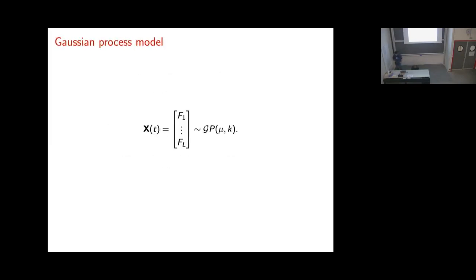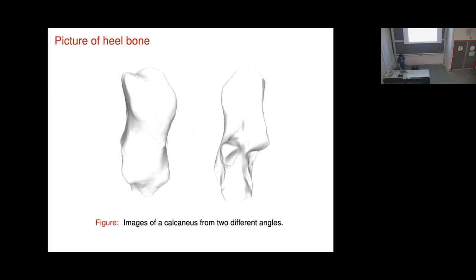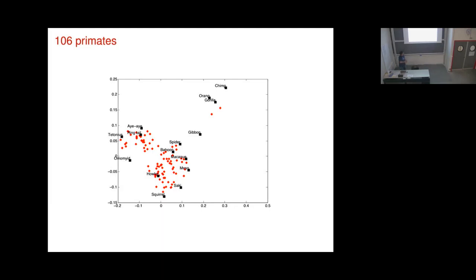We're going to use Gaussian process models to make predictions using these representations. But before I do that, I wanted to show you one result at least. Okay. These are heel bones. We took heel bones of primates. We took the persistent homology transform. We used that to compute a distance matrix. We did multidimensional scaling and put it into 2D.